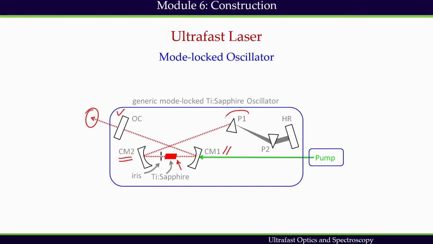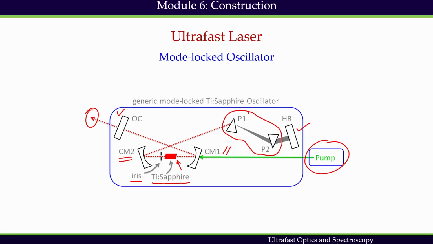Dispersion compensator composed of two prisms, and a high reflector which is giving 100% reflectivity, and a mode locking element which includes an iris and Ti:sapphire. It is self mode locking, and a pump source. This kind of laser system is called an oscillator.